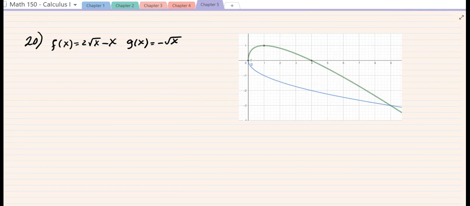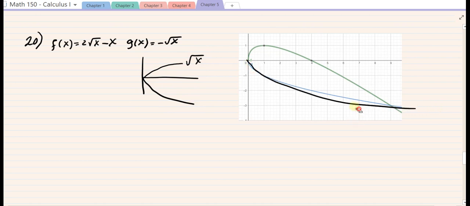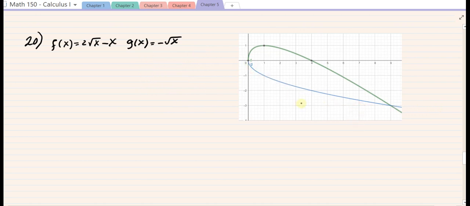Okay, so the function negative root x, that one is easy. We can do that without the software even. Remember, square root of x looks something like this. Negative root x reflects it. So that's the reflected version, the one below. That's negative root x. And then the one above, which is slightly more challenging, you could go through our graphing procedures to do that. But the red is actually the graph of 2 root x minus x.